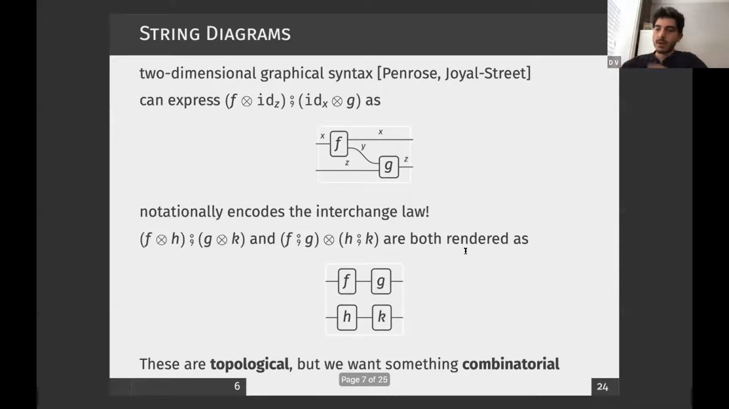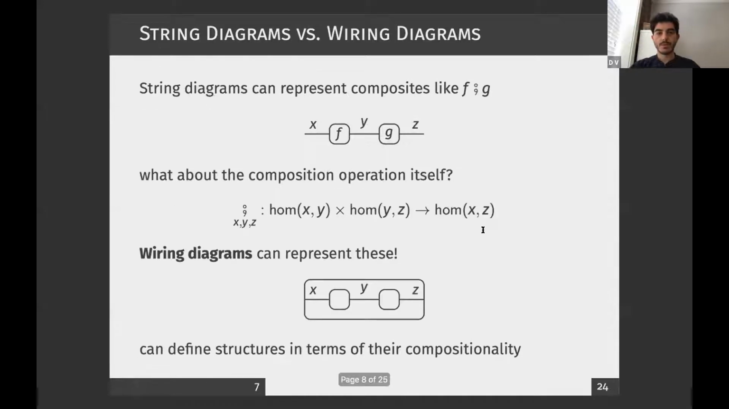So, but one issue with string diagrams, at least in terms of how they're classically defined, is that they're topological. But we would like, for the purposes of computation, something very combinatorial. So here come wiring diagrams. One of the main distinctions between string diagrams and wiring diagrams is as follows.